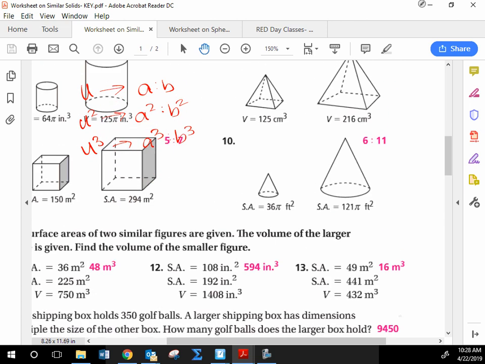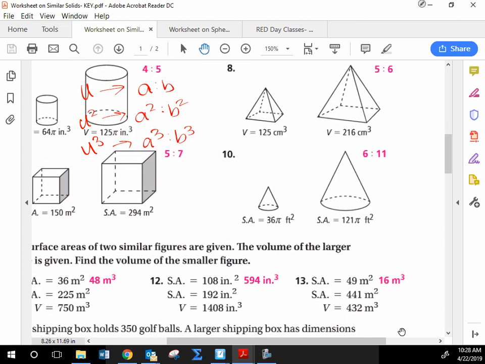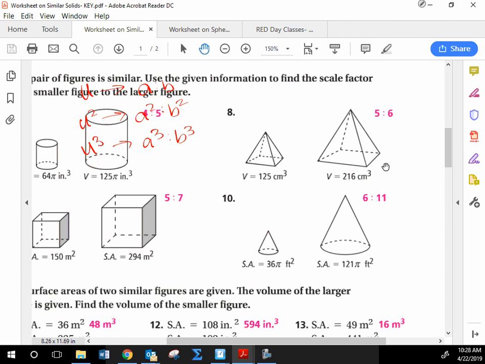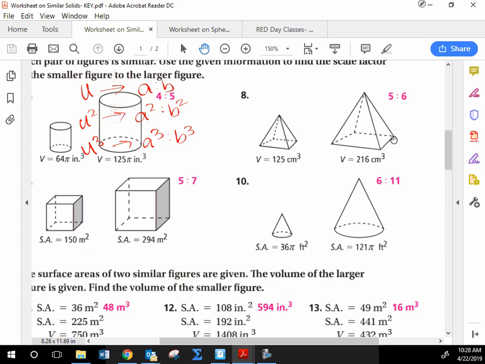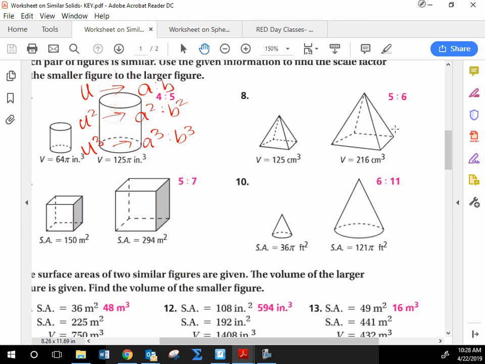Let me bring this back. How did you do this to be able to find the sides? Which one are you talking about? Just this one for number... Yeah. So here they told us, it says each one is similar, so we know it's similar. And then it says use it to find the scale factor. So the scale factor goes back to just your units. So here, number 8, I start off with volumes. So now I go from volume to get back to units. I have to cube root it because volume is units cubed.